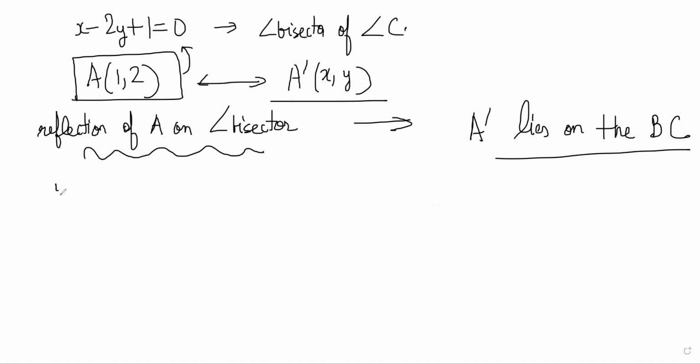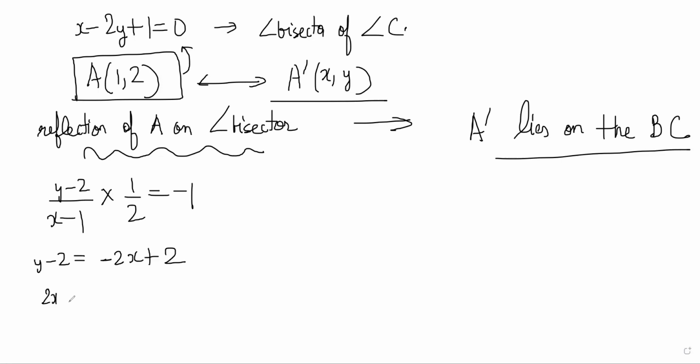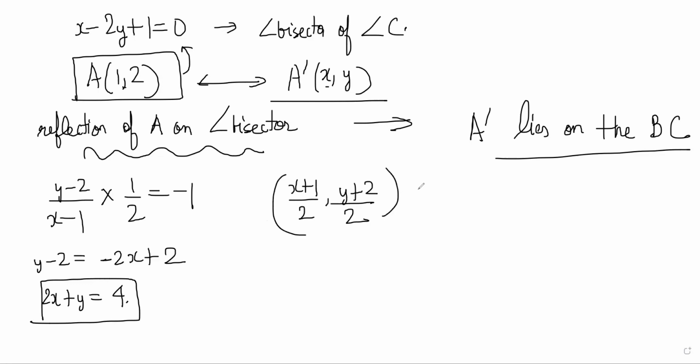You can say (y minus 2) by (x minus 1) multiplied by the slope of the bisector, which is 1 by 2, should be equal to minus 1, right? So you get y minus 2 is equal to minus 2x plus 2. So you get 2x plus y is equal to 4, right? And secondly, the midpoint of these 2 points, which is (x plus 1) by 2 and (y plus 2) by 2, lies on the bisector, right?